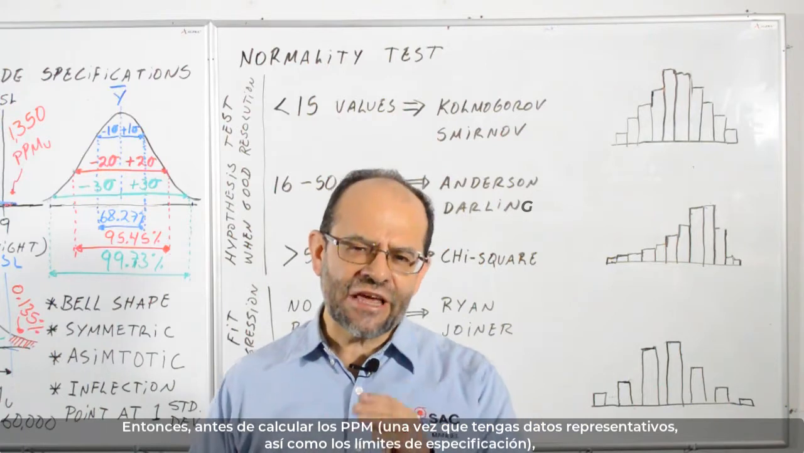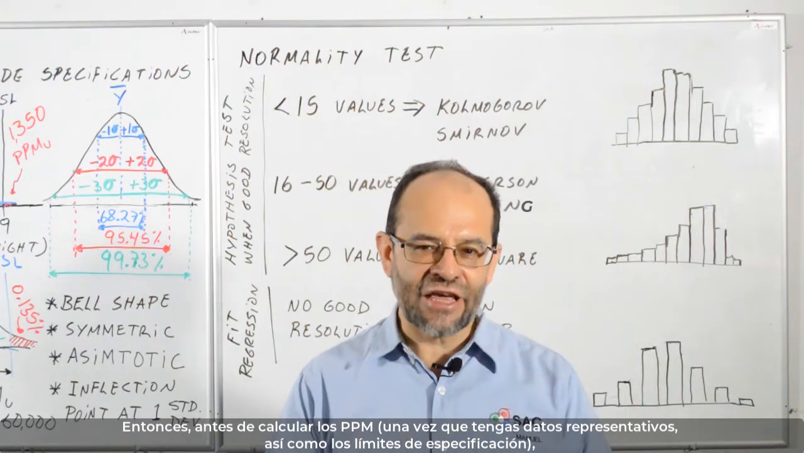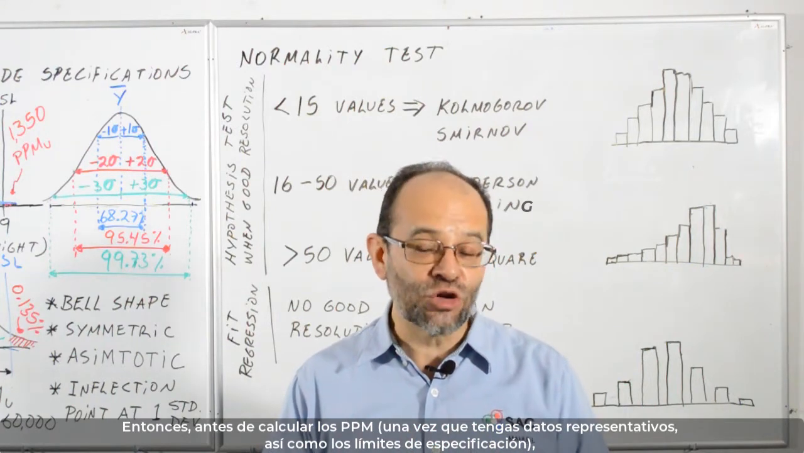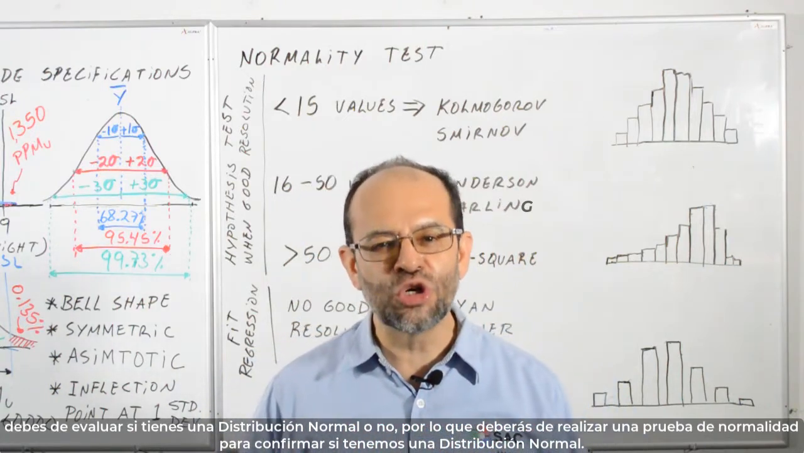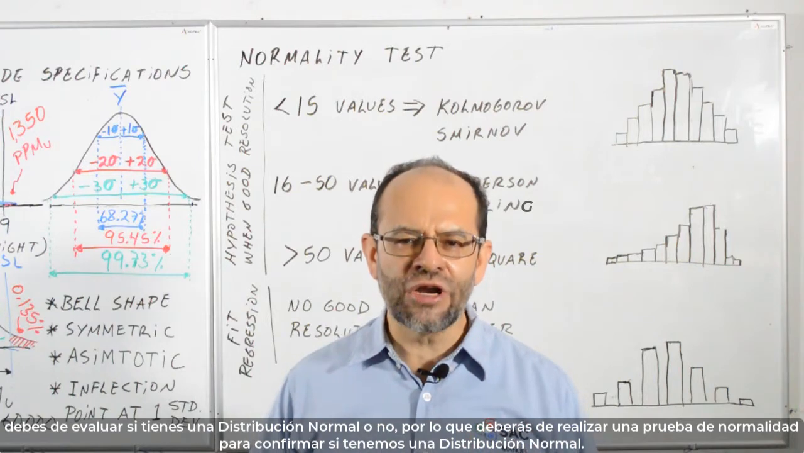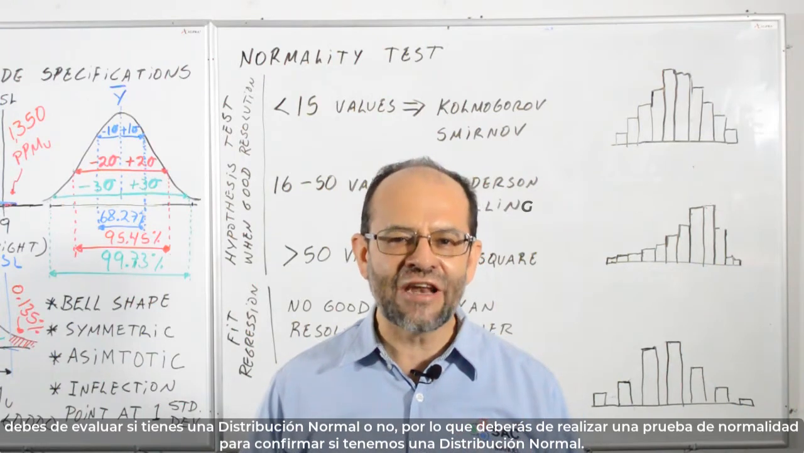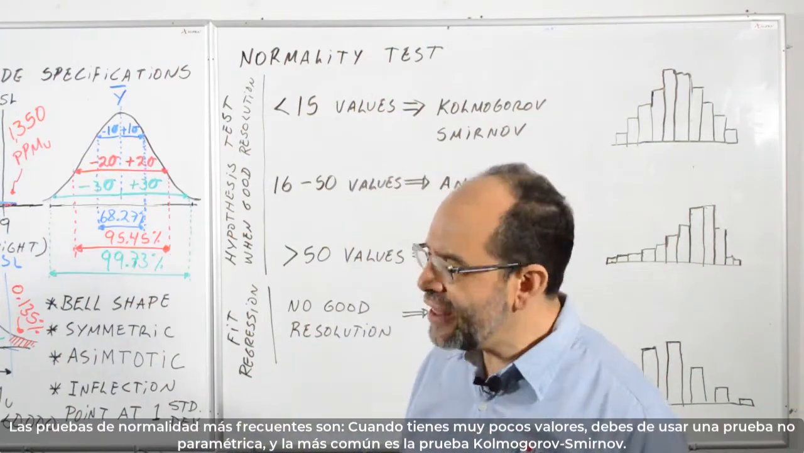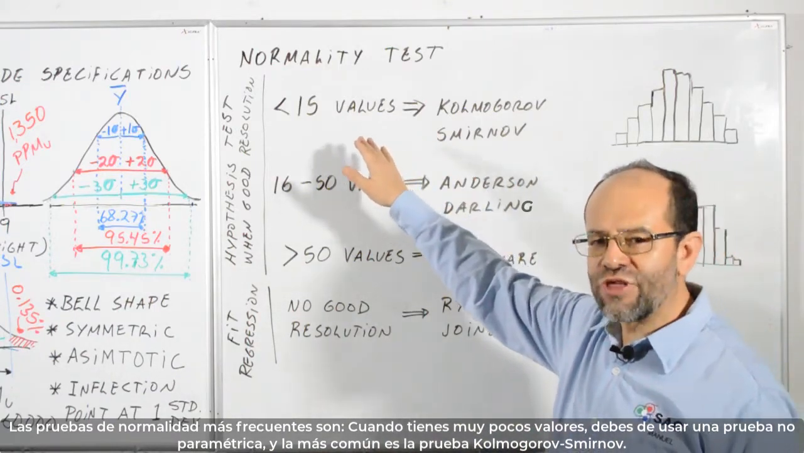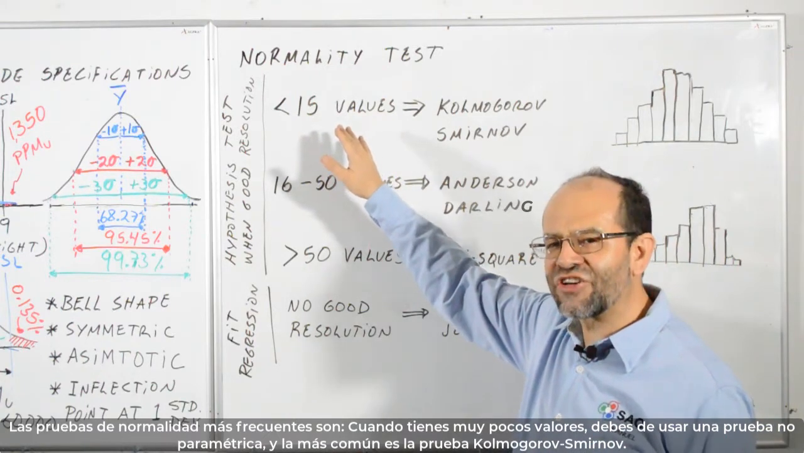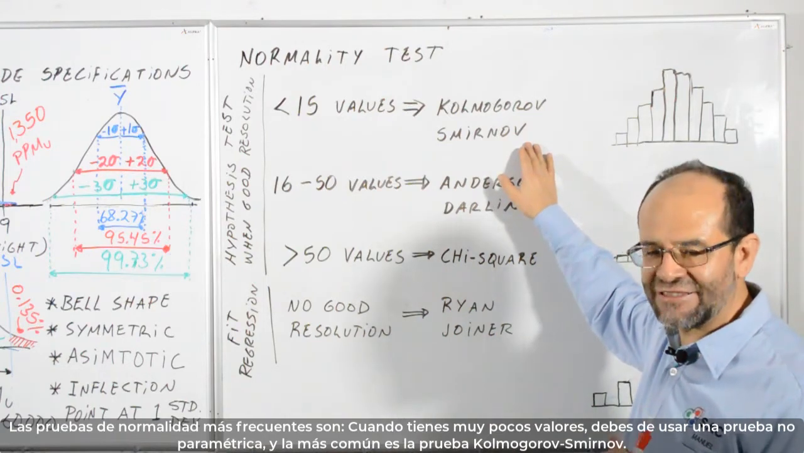So the first thing before calculating PPMs, once you have representative data and your specification limits, is to evaluate whether you have a normal distribution or not. You are going to run a normality test, or you should run one, to confirm it. When you have very few data points, you have to use a non-parametric test, and the most frequent one is the Kolmogorov-Smirnov test.